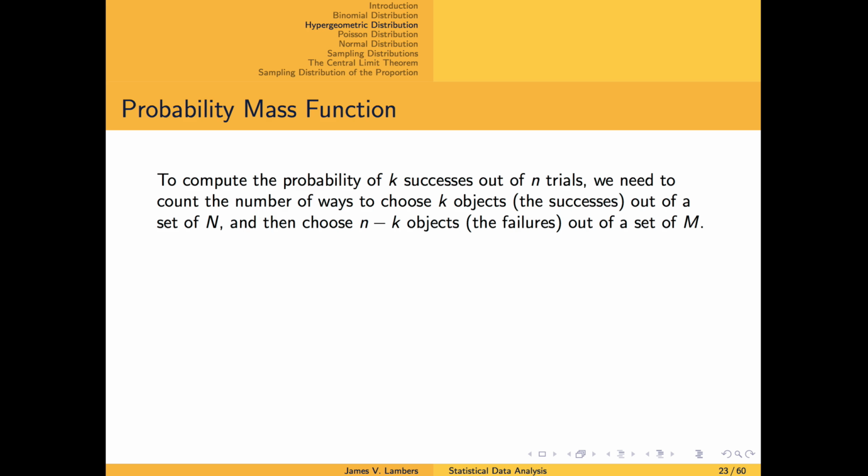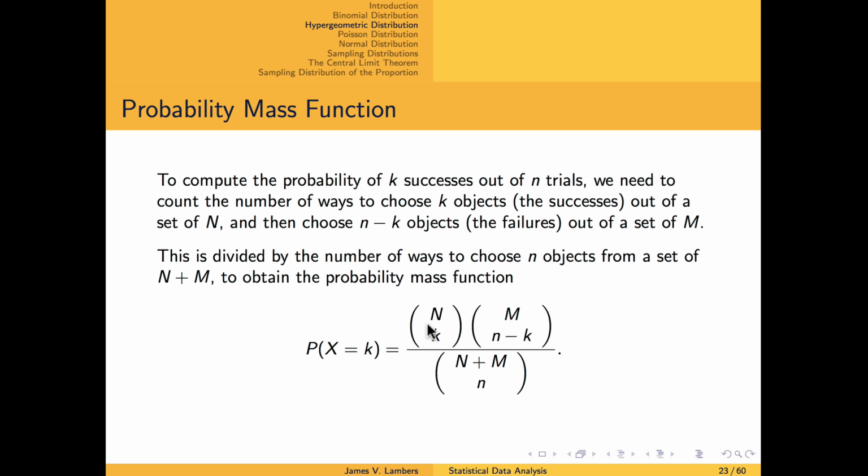We can use counting principles to compute the probability of k successes out of the n trials. The idea is to determine the number of ways to choose k items from a set of capital N successes, and the number of ways to choose n minus k items from a set of capital M failures. Each of these is given by a binomial coefficient, and because we're choosing k successes and choosing n minus k failures, we multiply these to get the total number of ways to choose k successes out of the n. Then we just divide by the total number of ways to choose n items out of the entire set of capital N plus capital M, and at last we have our probability.